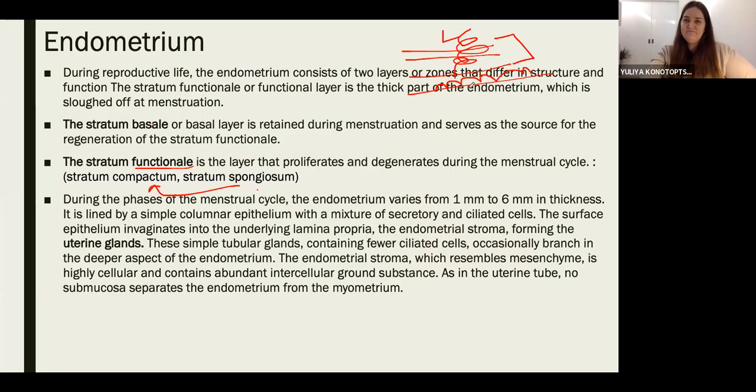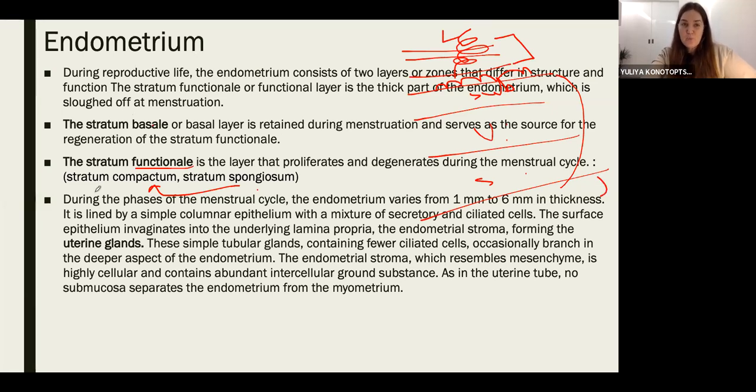And under the stratum basale, you'll have the myometrium. Myometrium will have 3 layers as well, right? So the vascular layer will be here, and above it, the supravascular, and below it is the subvascular, right? And then the most outer layer is the perimetrium.